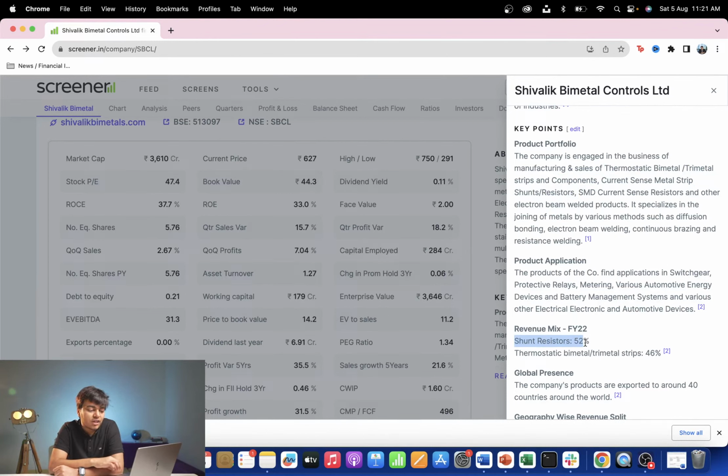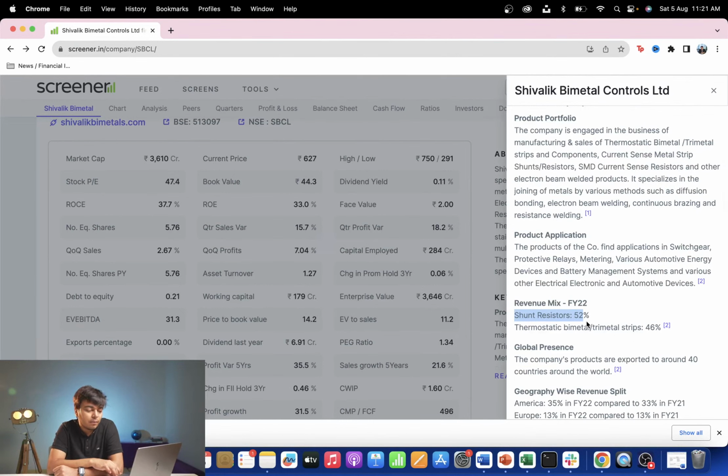Yes, as you can see, shunt resistors make somewhere about 52% of the total revenue of the company. Alright, then we have bimetal trimetal strips making about 46%. That adds up to, I guess, around 98%, and then we have 2% of the other products that the company produces.